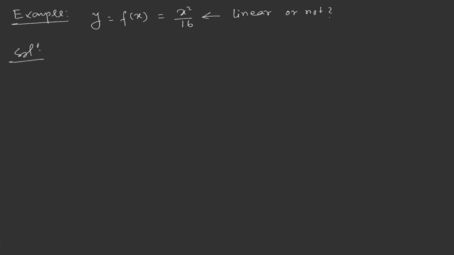Let's take an example which can validate the above theory. So y equal to f(x), and the f(x) function is x squared divided by 16. We'll check whether the system is linear or not. So we'll go through two tests. One is the homogeneity test, another is the additivity test. Solution. First, let's go with the additivity test.